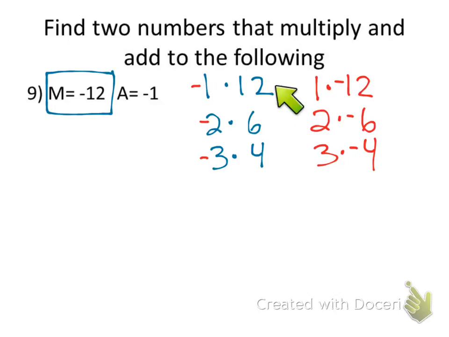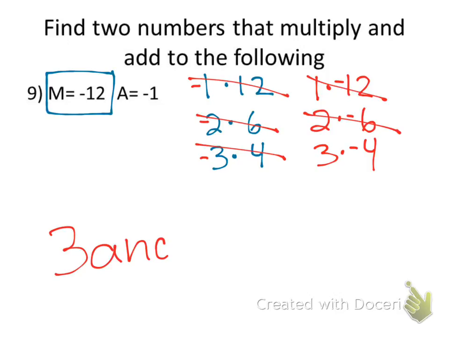This one adds to give me 11, so it's out. This one adds to give me 4, so it is out. This one adds to give me 1, so it is out. This one adds to give me -11, so it is out. Here I get a -4, so it is out. What is the only one that's going to work? 3 and -4. Very good.